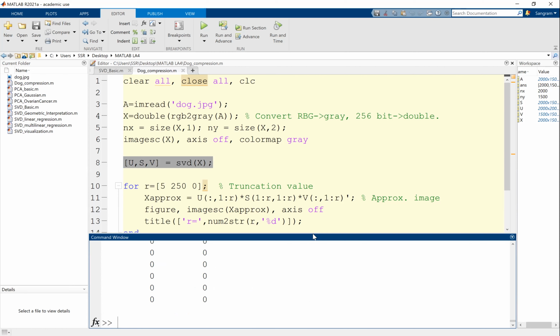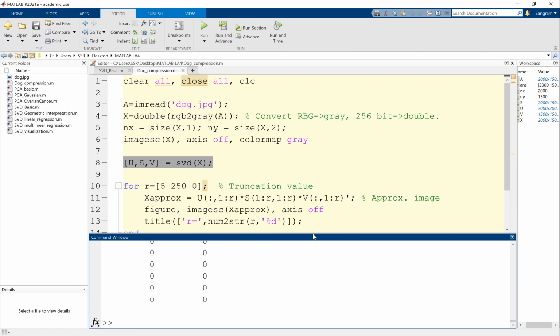But have you observed that in this S matrix, there are tons and tons of zeros? Those zeros can be ignored. So what I'm going to do is truncate the U vector, truncate the SVD, and truncate the V vector and try to see if I can capture the image that I started with.